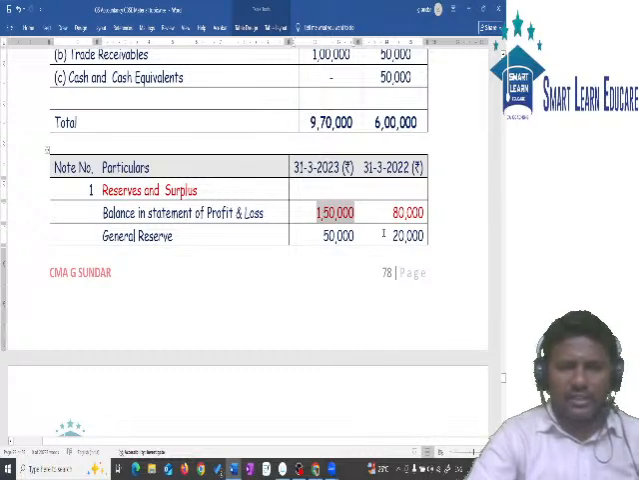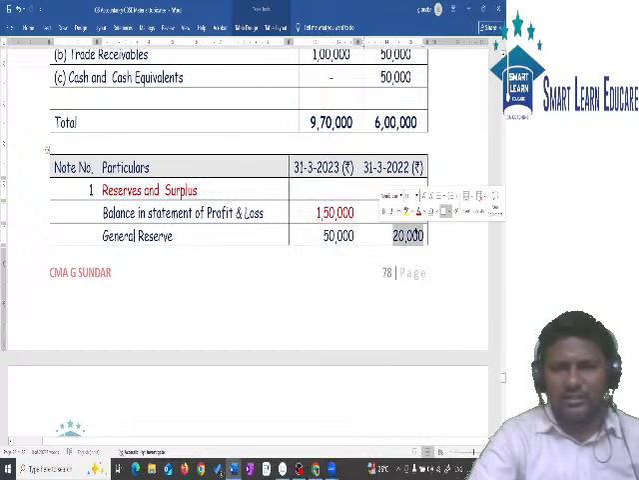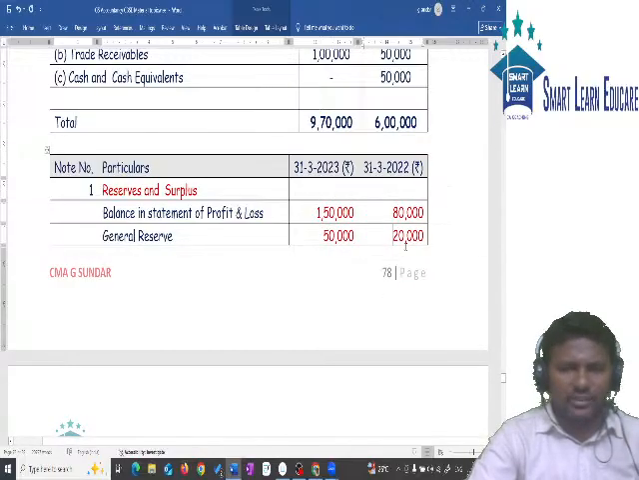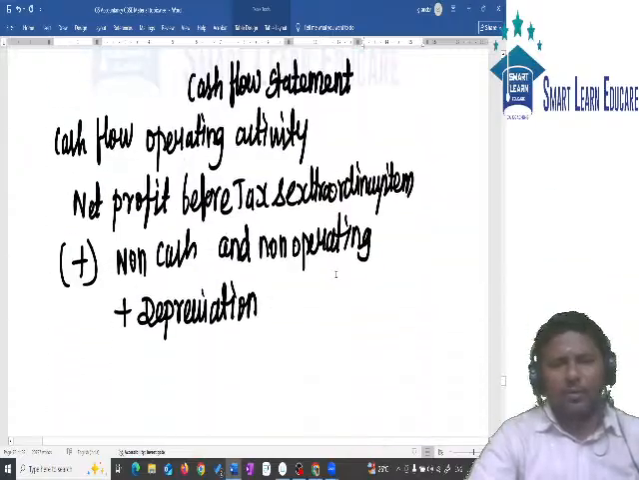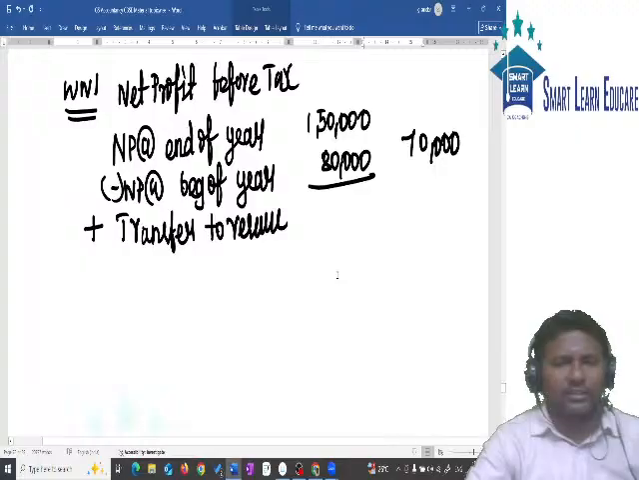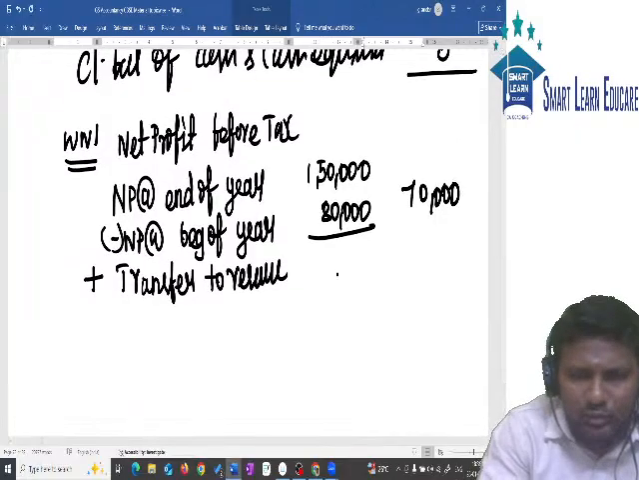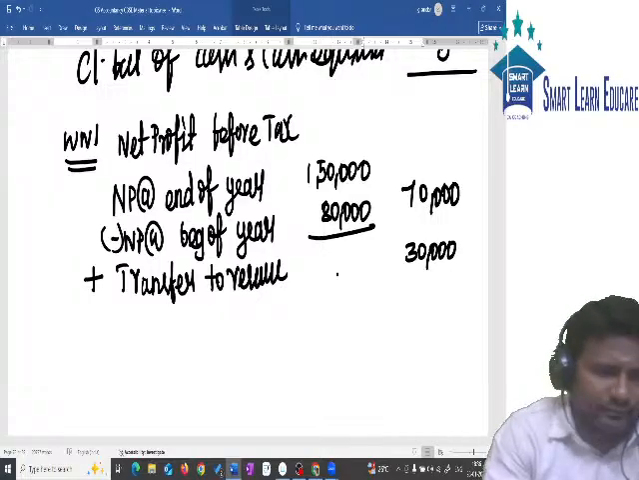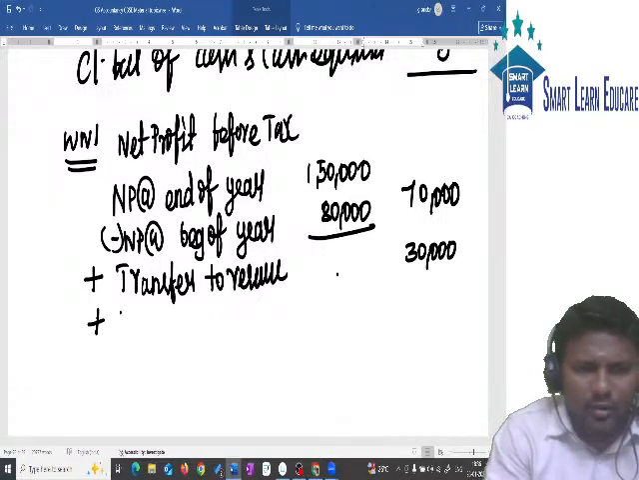It is general reserve. Opening balance in general reserve 20, closing balance 50. Appa how much increase we have? 30,000. Appa working note 1 la you should write this. Transfer to reserve, it is how much amount? 30,000. Add back. Provision for tax irukkaanu parunga.